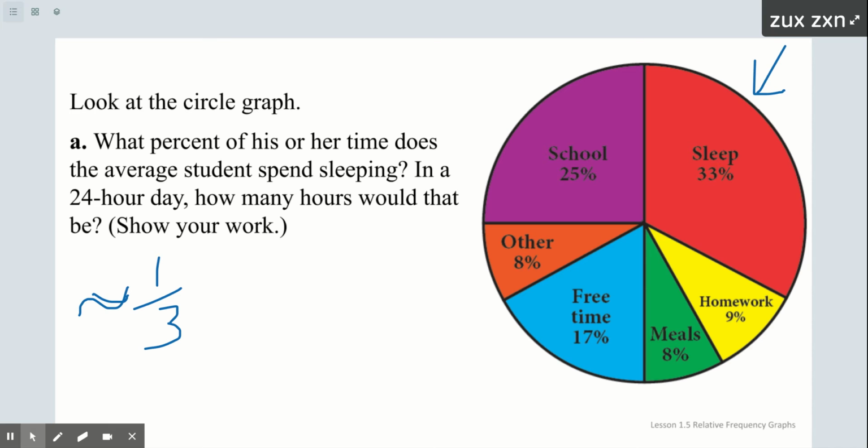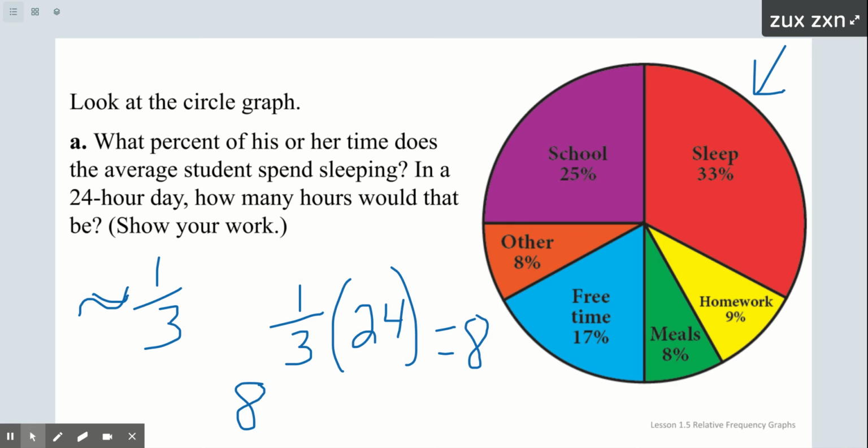So I can say that one third of 24 hours is 8, which means that the average person would spend about 8 hours sleeping. Okay.